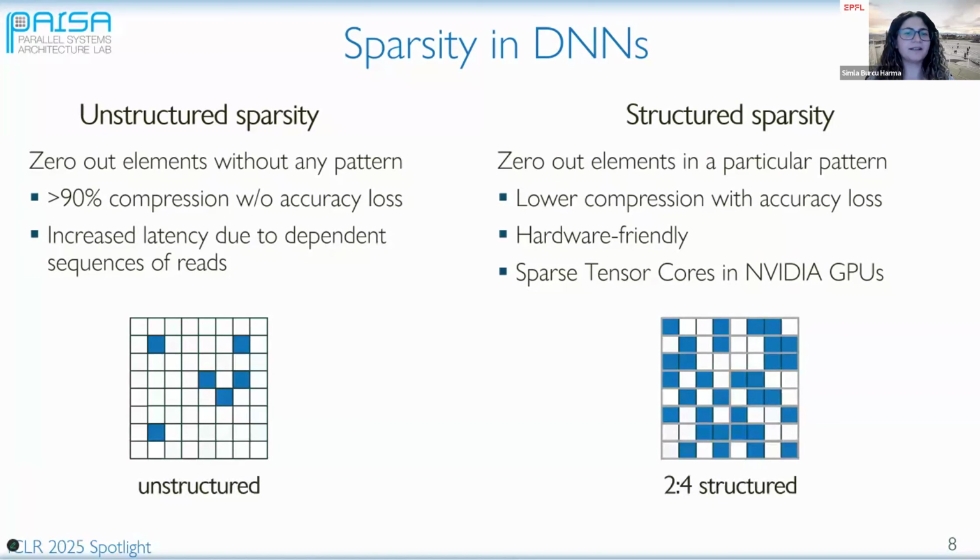And actually, there is already sparsity support in A100 GPUs from NVIDIA. And the particular scheme they support is 2 to 4 sparsity, or in general, they call it N:M sparsity. And here in 2 to 4, we zero out 2 out of 4 consecutive elements, as you can see in the figure. So in our work, we investigate both cases.